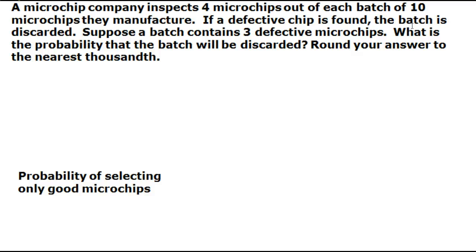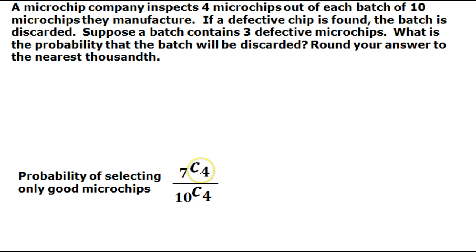Remember, if it's at least one of them defective, that's the opposite, if you will, of none of them being defective. So for the probability that none of them are defective, how many good microchips do we have? It says we have 10 total microchips, 3 of them are defective. That means we have 7 good ones. So we're going to do 7 choose 4. Again, this is 7 good ones. We have 10 total, 3 of them are defective, 7 good ones, and we're choosing 4 of them at a time. So 7 choose 4 divided by 10 choose 4. 10 because there are 10 total.